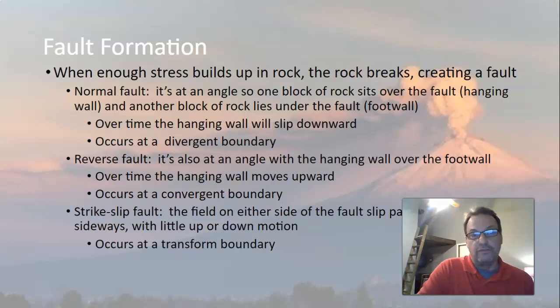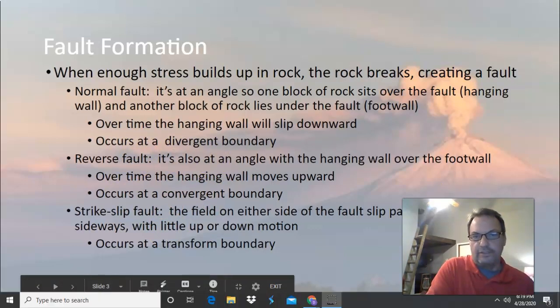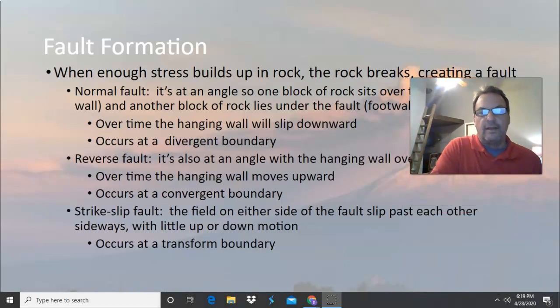As I said, the reverse fault, the hanging wall moves upward. This is at a convergent boundary. And then the strike slip fault is a transform boundary fault, a transform fault. And I'll move my picture out of the way for just a second. This one, they slip past each other sideways with little up or down motion.